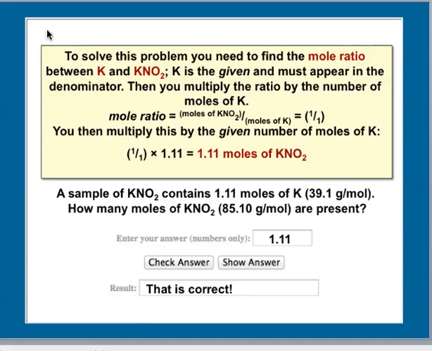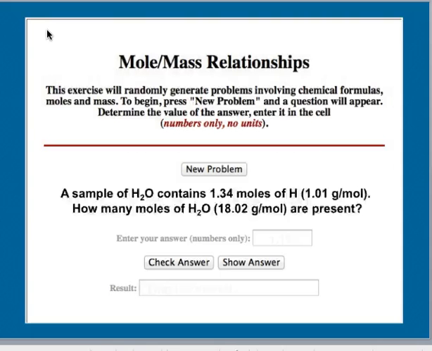You look at your compound, you do a mole ratio. It's 1 to 1. And you set it up so that the units of your given are in the denominator. Sample of water. We're told water has 1.34 moles of hydrogen. How many moles of water do we have?